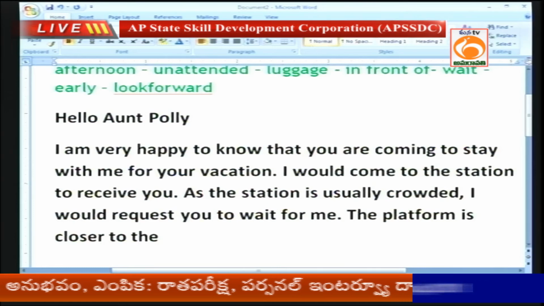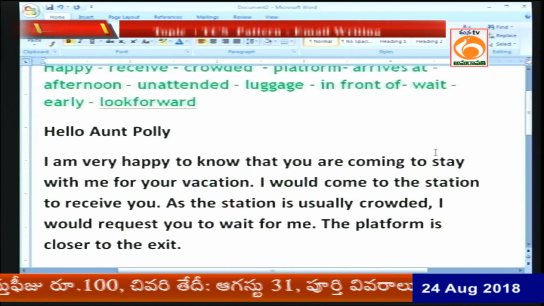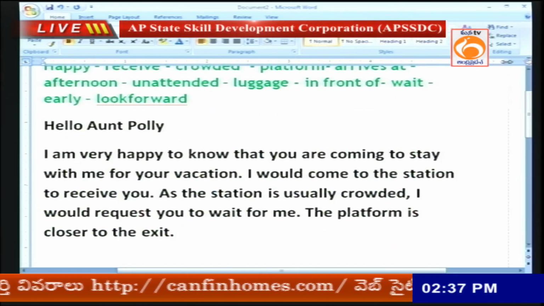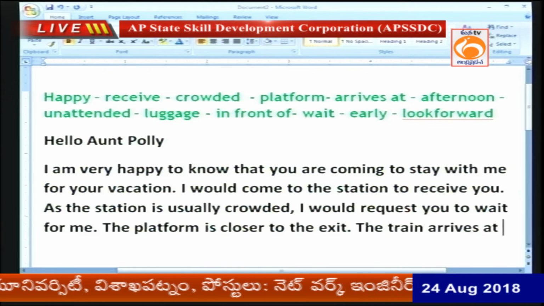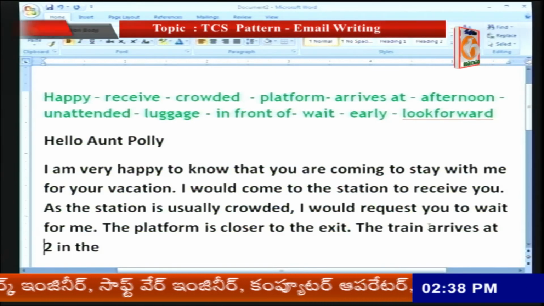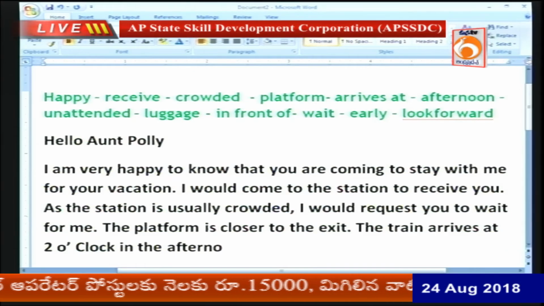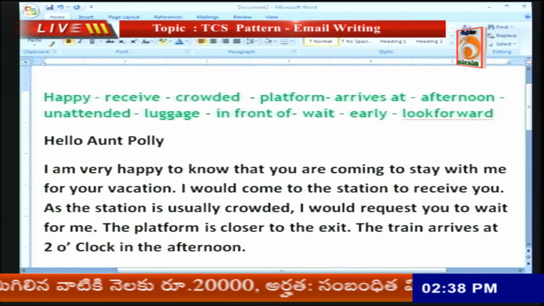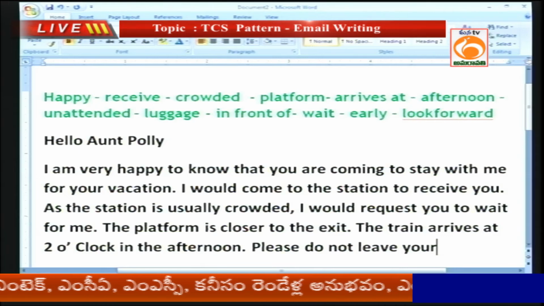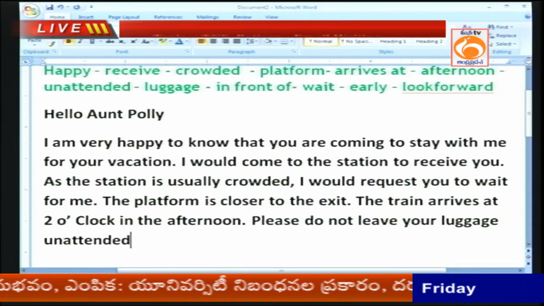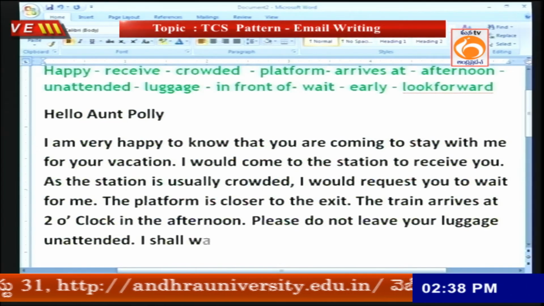The platform is closer to the exit. So I'm just giving detail of the train. The train arrives at 2 o'clock in the afternoon. Please do not leave your luggage unattended. I shall wait for you.